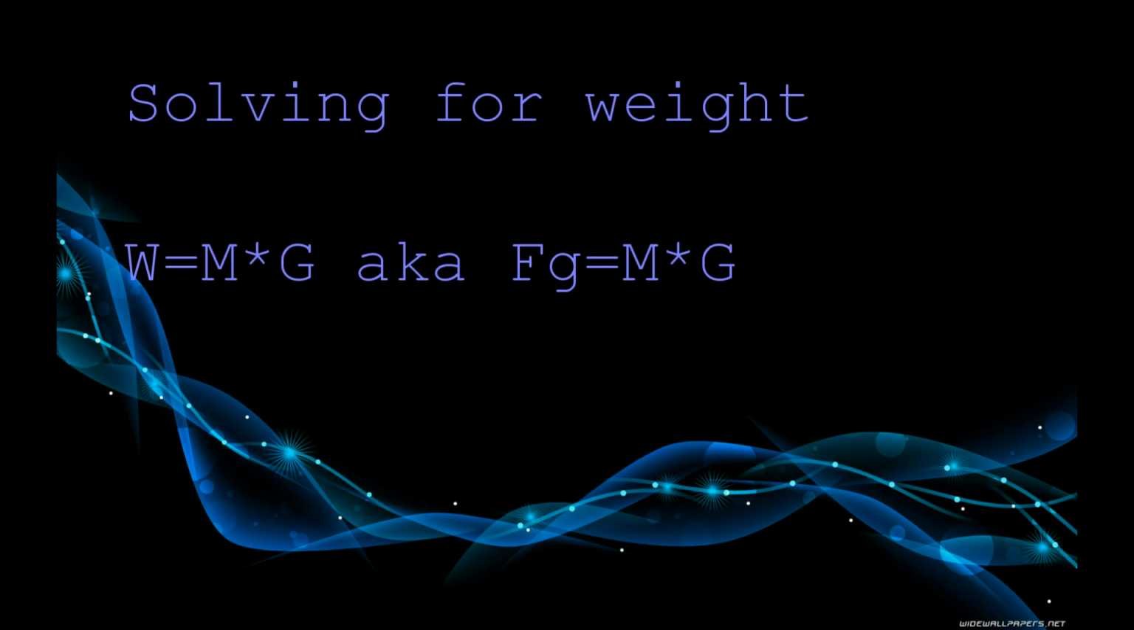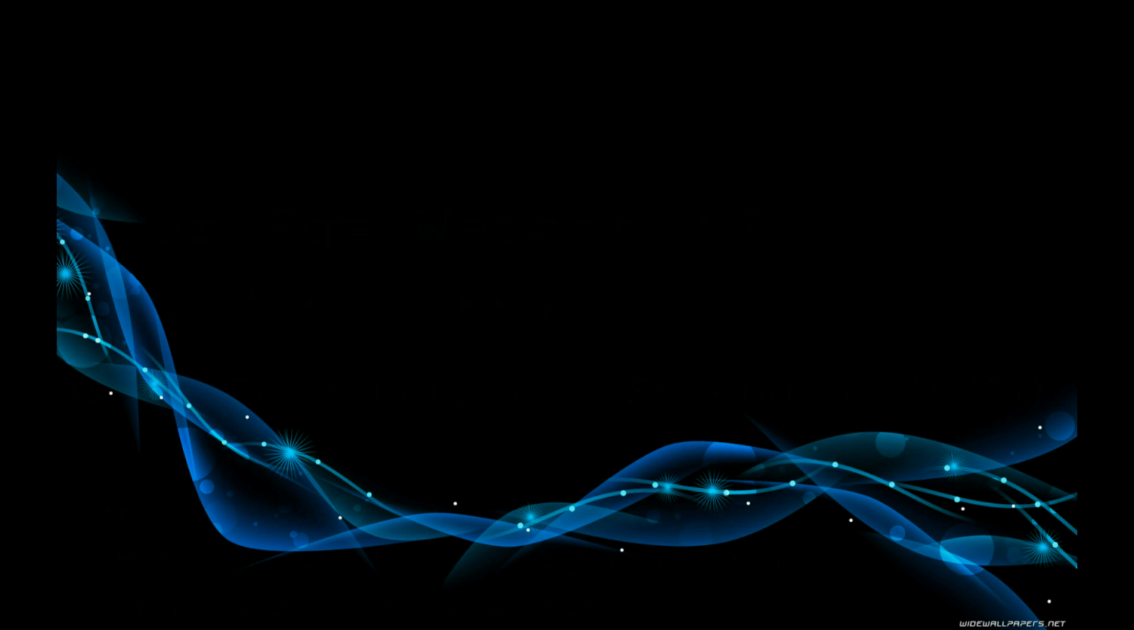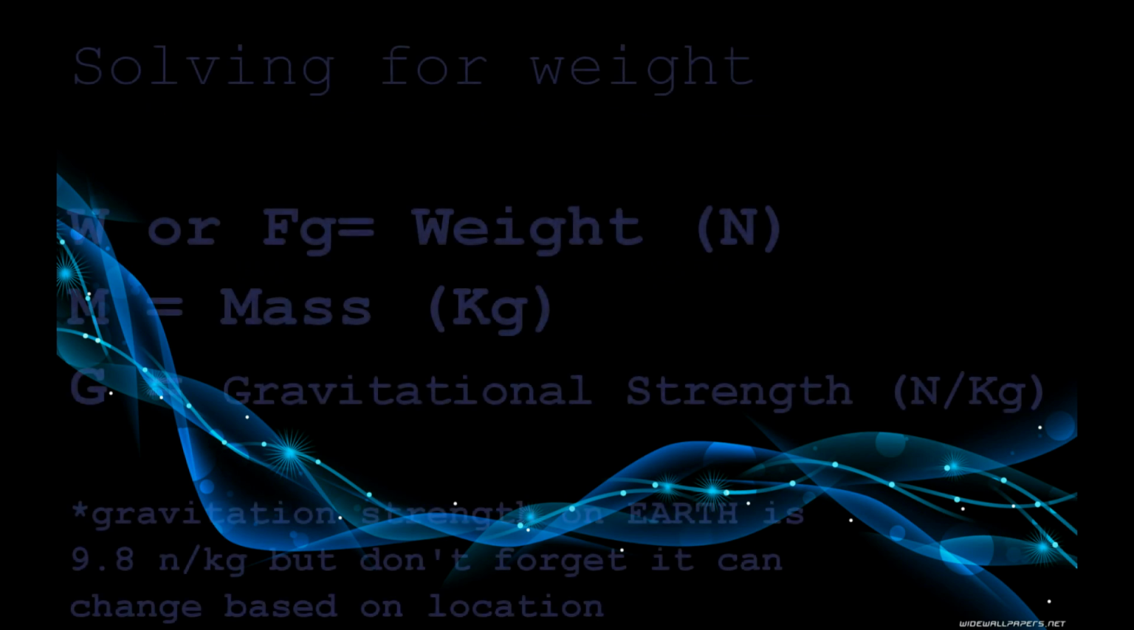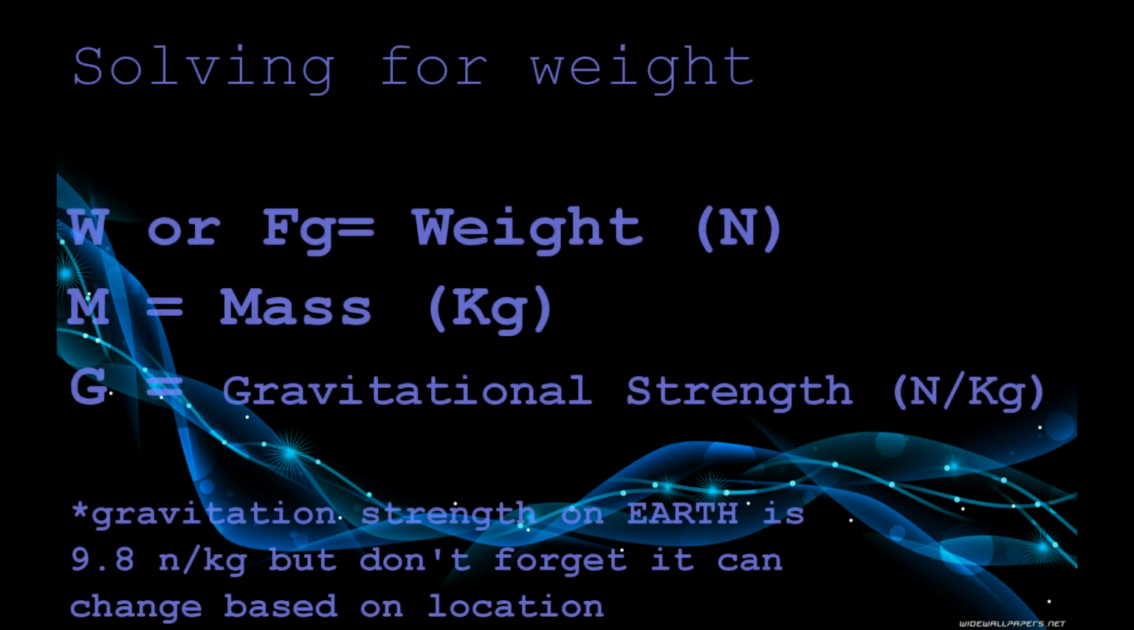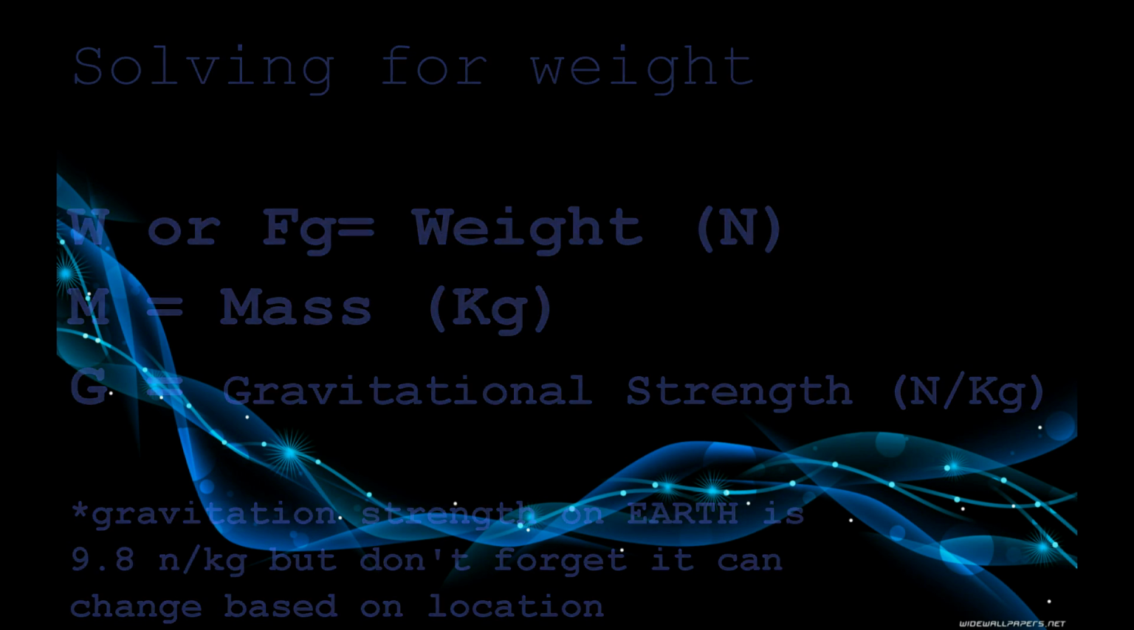Our second formula is the weight formula, where weight equals mass times gravitational strength, otherwise known as force of gravity equals mass times gravitational strength. Pretty much the same aspect as the other one, where we have to solve for one, plug in what you know, solve for what you don't know. The key thing here is to remember that gravitational strength is always 9.8, but that's only on Earth, so we will be solving for gravitational strength. Keep in mind that it's not going to be 9.8 unless it mentions that we're here on Earth.